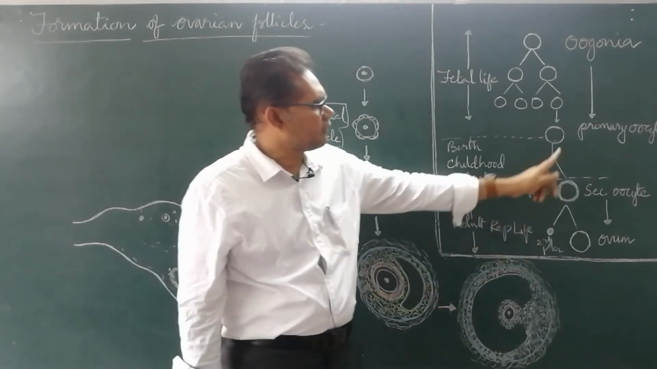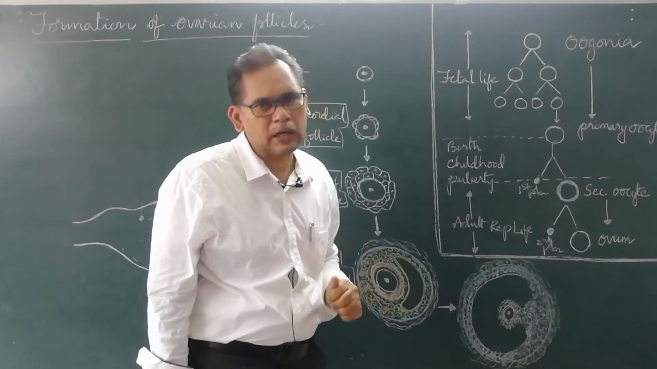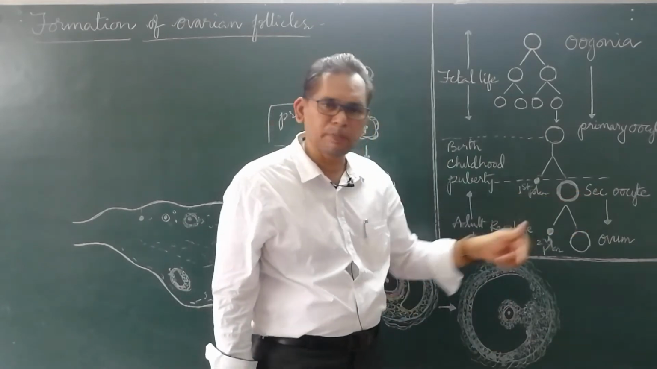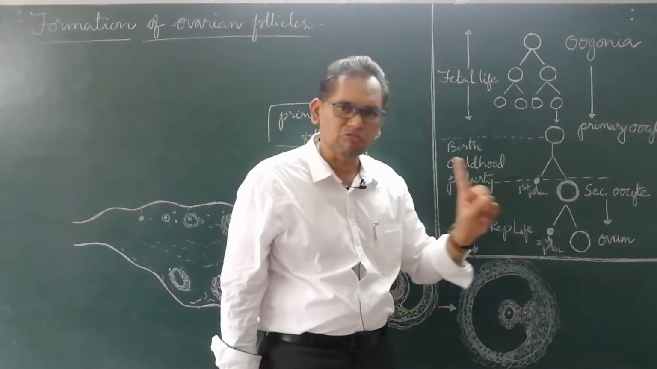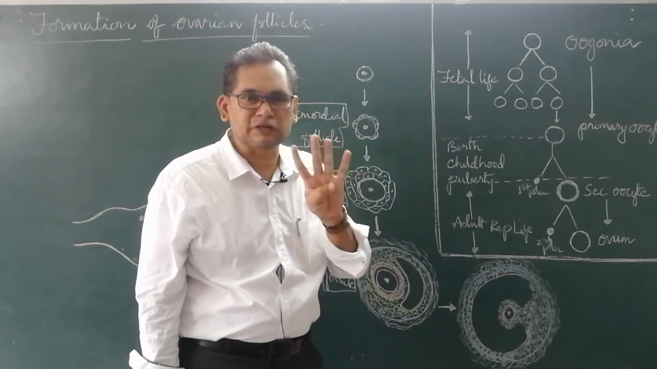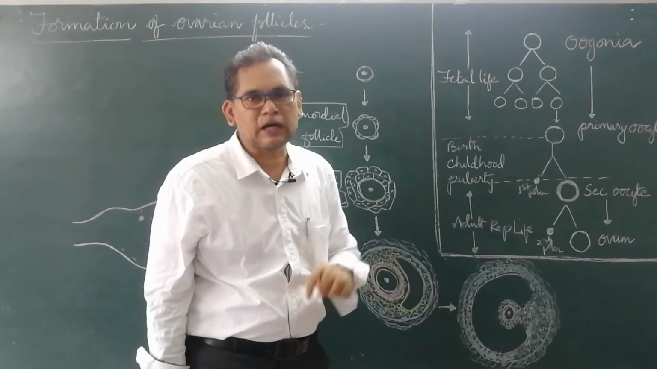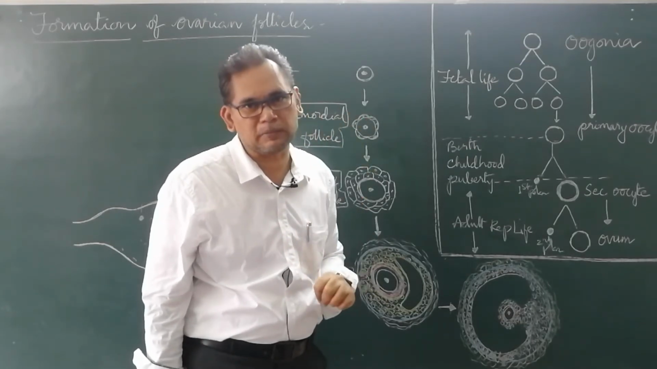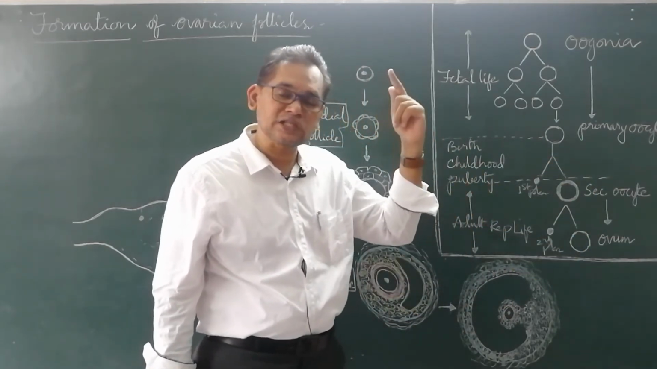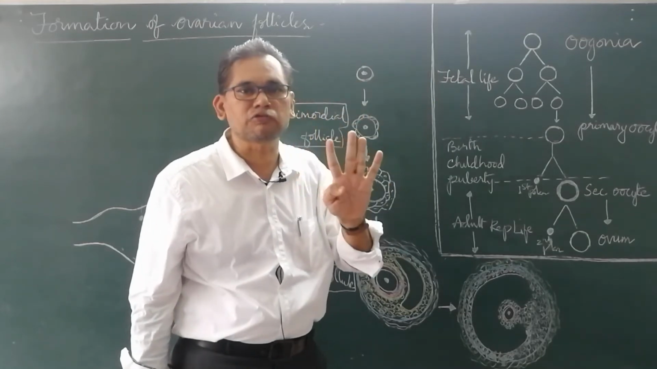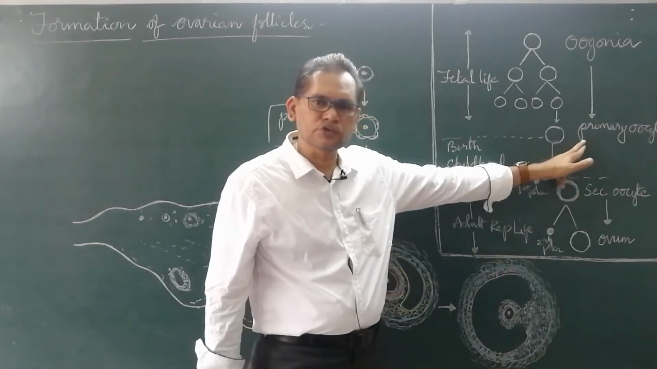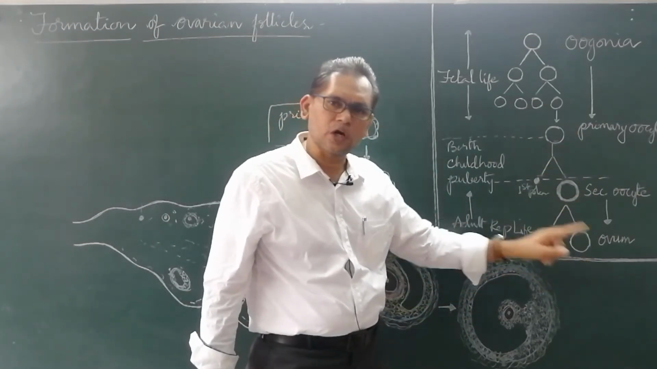Now here, from one primary oocyte, how many ova are formed? Only one. From a secondary oocyte, how many ova are formed? Only one. Whereas in spermatogenesis, from one primary spermatocyte, 4 spermatozoa are formed, or from one secondary spermatocyte, 2 spermatozoa are formed. It means each primary oocyte gives rise to one ovum, whereas each spermatocyte gives rise to 4 sperms.